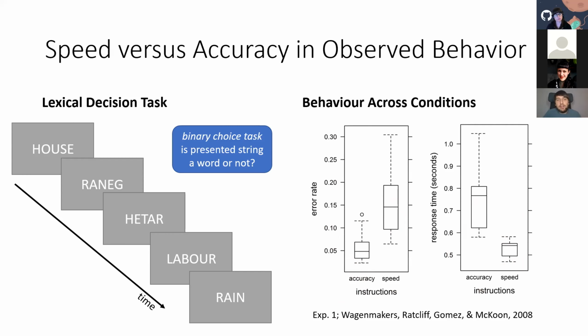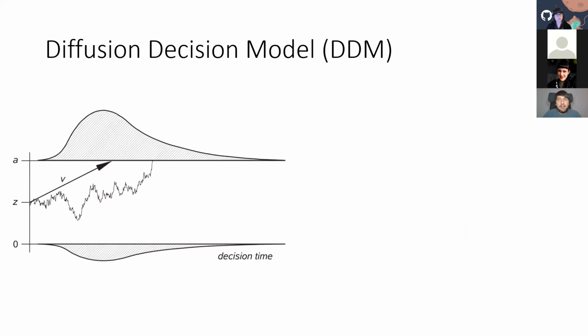How can we describe data where these two components jointly contribute to the observed behavior? The most popular model to address this kind of data is the diffusion decision model. The idea is that the conditional response time distributions arise from an evidence accumulation process. On encountering the stimulus, the decision maker accumulates evidence for one of the two responses, here word or non-word. This is a noisy accumulation process, and as soon as it hits one of the boundaries, the evidence accumulation terminates and the corresponding response is given.